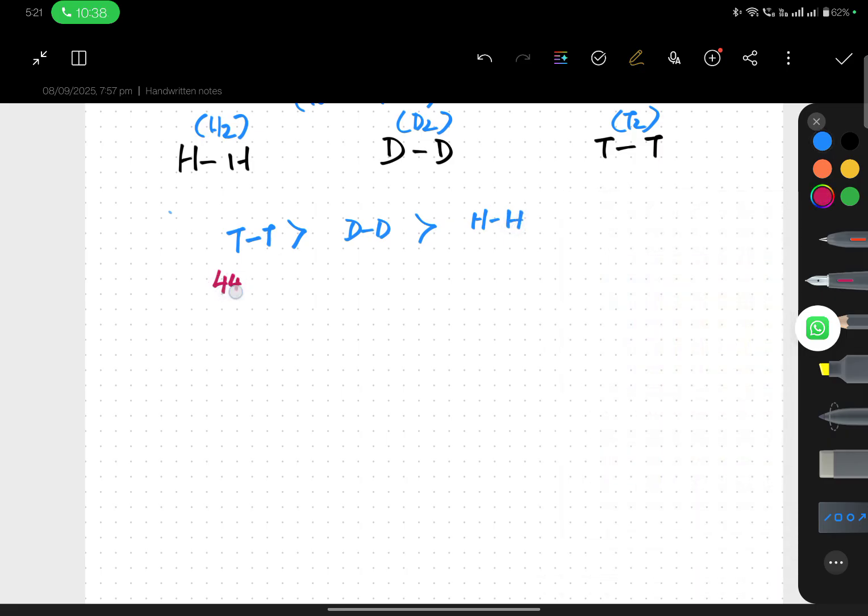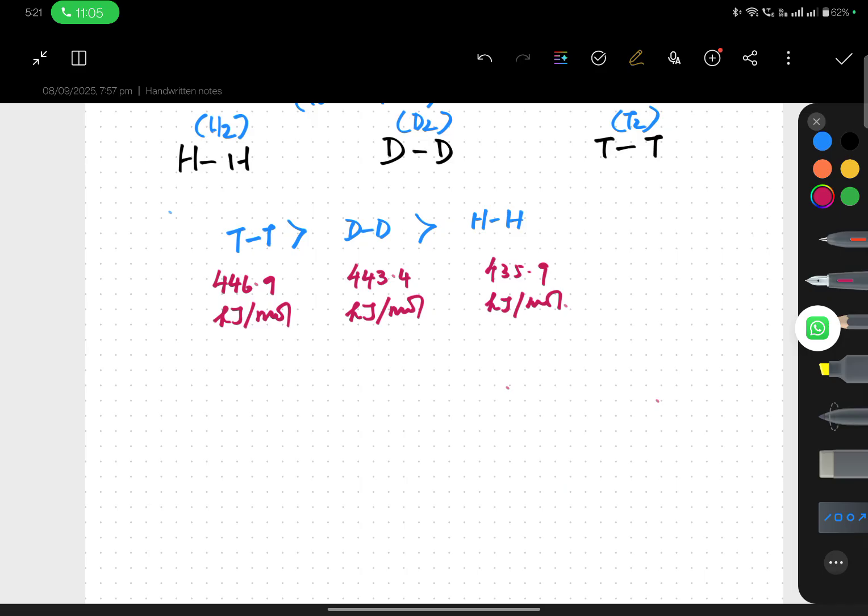This is 446.9 kilojoule per mole. This is 443.4 kilojoule per mole. This is 435.9 kilojoule per mole. So which is having greater bond dissociation enthalpy? Tritium molecule. Can you elaborate why?